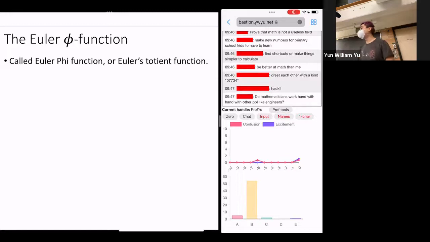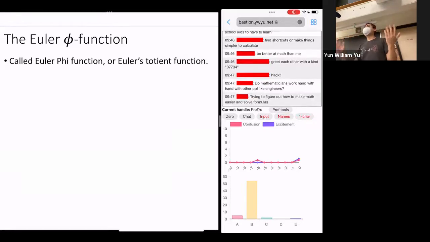Do mathematicians work hand in hand with other people like engineers? Some do. I haven't talked too much about myself. I am an applied mathematician, which means that I actually do try to work on math that I think is useful for various things, designing algorithms for, in my case, computational biology. That's what I do as my job, other than teaching you all. But not all mathematicians do that, and there are many pure mathematicians who don't worry at all about applications. That's why they're called pure.